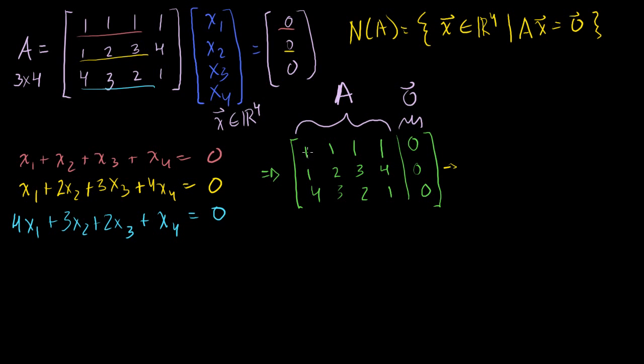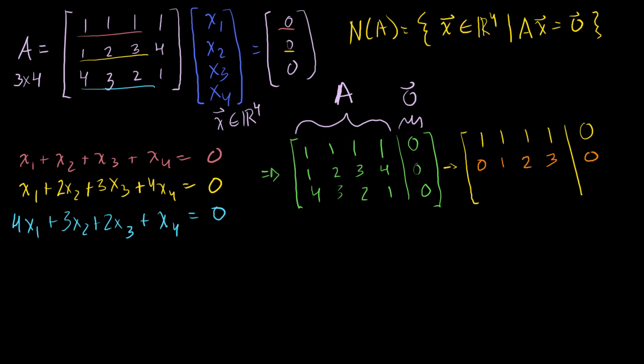Let me start off by keeping row 1 the same. Row 1 is 1, 1, 1, 1, 0. And then I want to eliminate this 1 right here. So let me replace row 2 with row 2 minus row 1. So 1 minus 1 is 0. 2 minus 1 is 1. 3 minus 1 is 2. 4 minus 1 is 3. 0 minus 0 is 0. You can see the zeros aren't going to change.